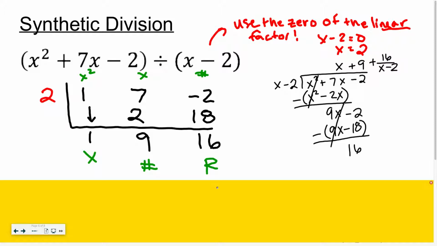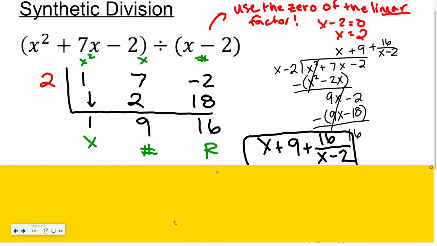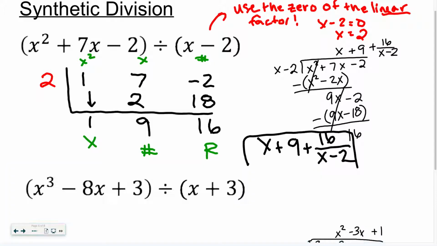And so all I have to do for my answer is put those things back with their x's, right? Like 1, 9, 16 doesn't mean anything. You have to put the x's back. So it's x plus 9 plus 16 over the divisor x minus 2. And that's the same answer that we got with long division. How nice. Okay, I'm going to do it again with the other one we did. Okay. So if you want to do it like next to that one, or down below, it's totally up to you.